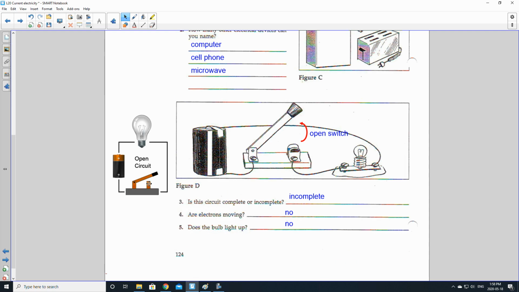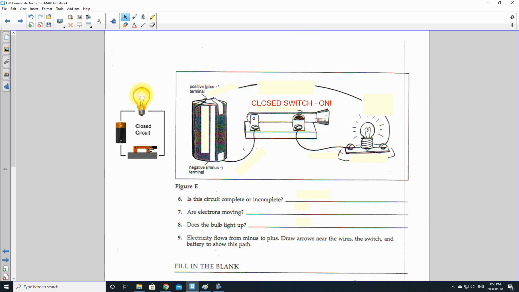Let's compare that with this. Notice that there was a gap right here. A gap means that the switch is open. No gap, meaning contact, like the gate is closed. This is a closed circuit, which means that it's on.